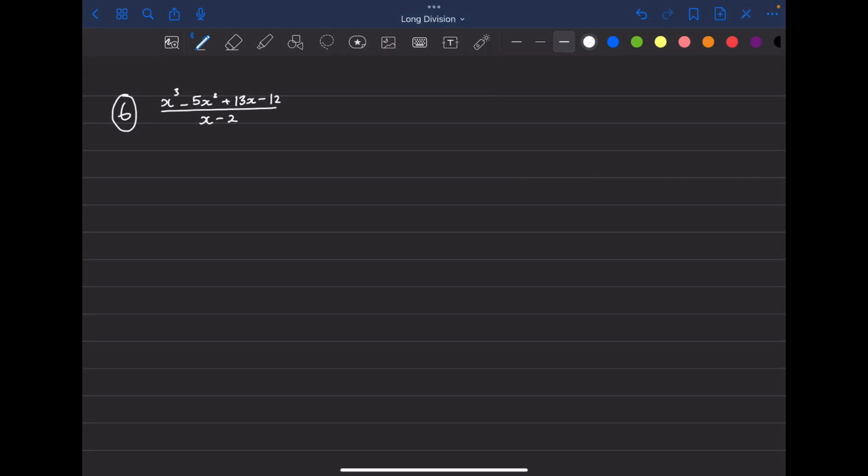Okay, so for the final question, this time we have something very, very similar. Let's write this down again. But yeah, so as a setup, x cubed minus 5x squared plus 13x minus 12 divided by x minus 2. So as a starter again, let's look at the highest power of x. So we have x and x cubed. How do you get from x to x cubed? You multiply by x squared. So x squared on top. And then x squared times x is x cubed. X squared times negative 2 is minus 2x squared.